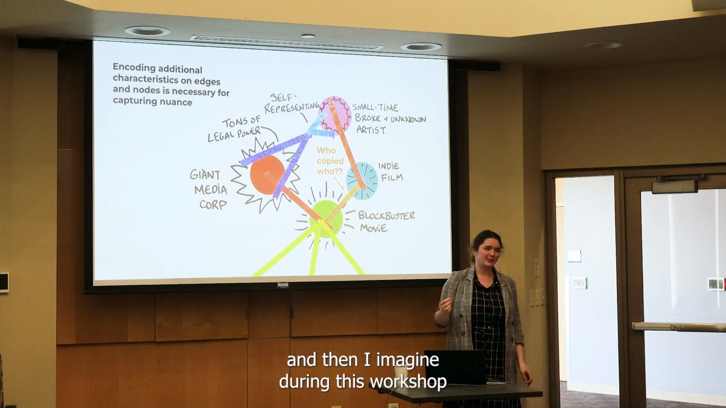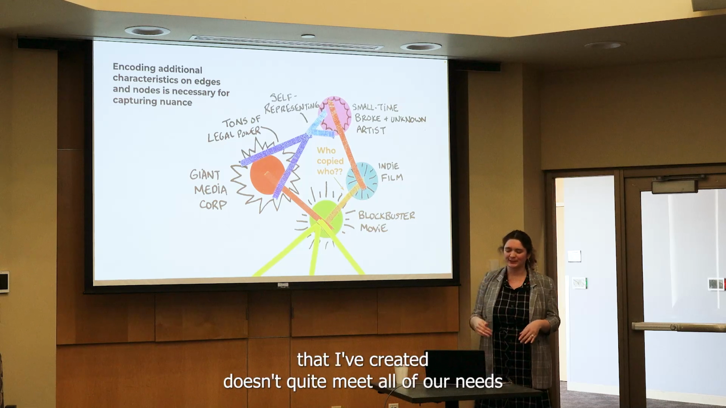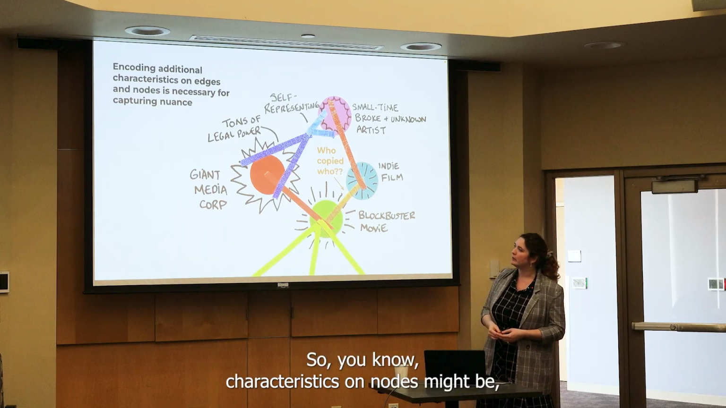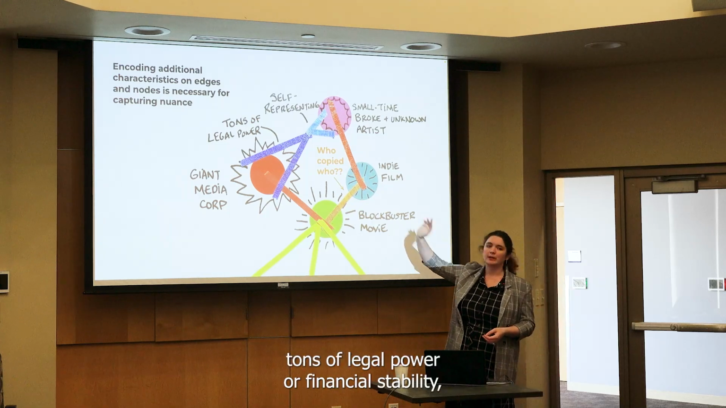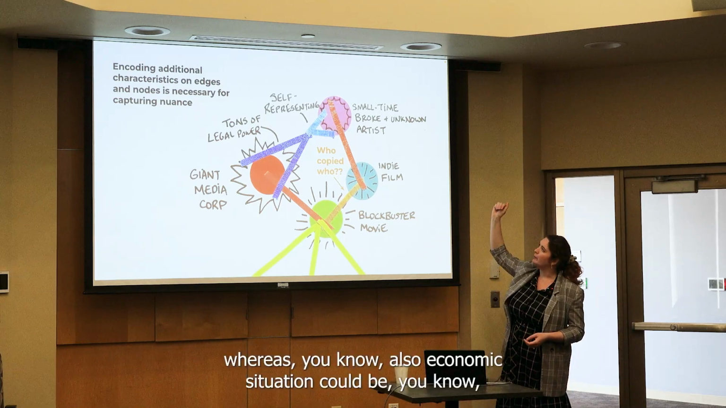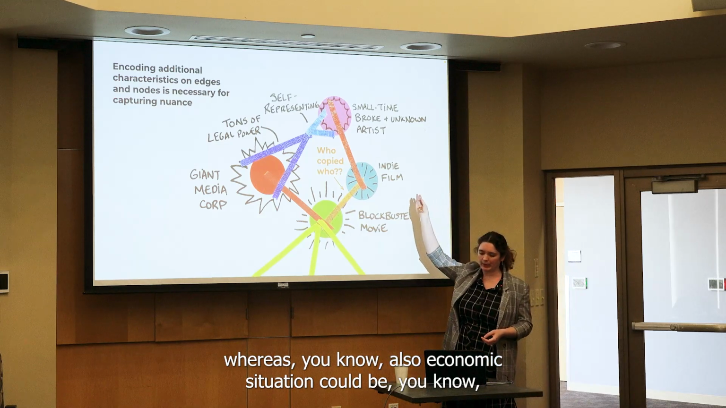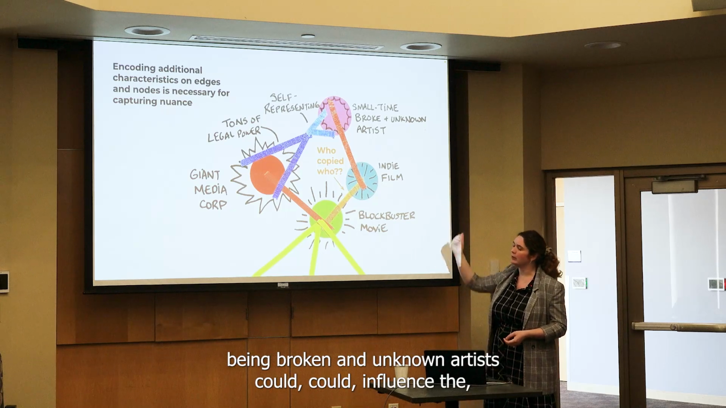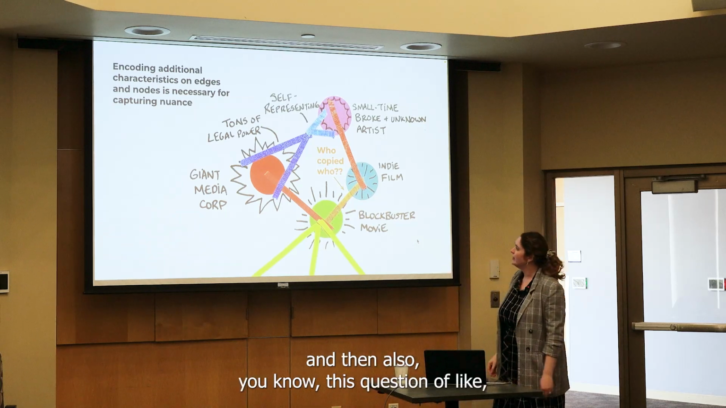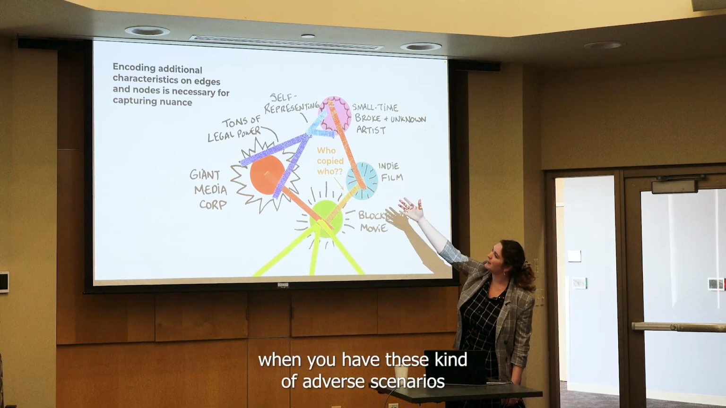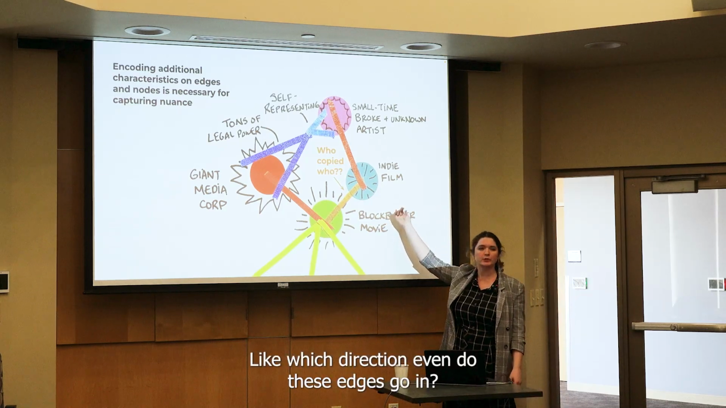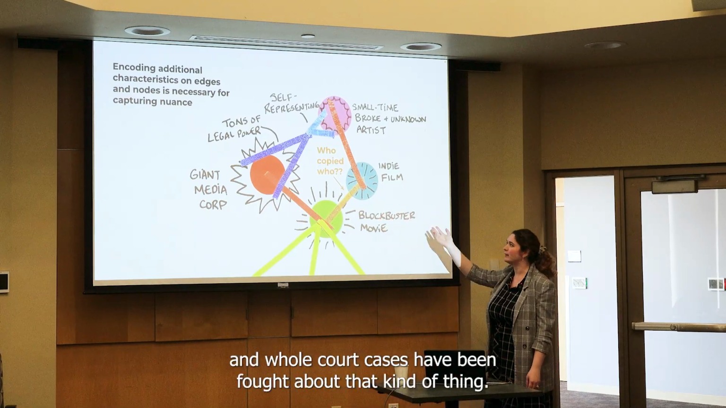And then I imagine during this workshop that we're going to find that this very simple design language that I've created doesn't quite meet all of our needs for representing additional characteristics on edges and nodes to capture some nuance. So characteristics on nodes might be tons of legal power, or financial stability, or membership of a majority group. Whereas the economic situation could be being broke and an unknown artist, which could influence the dynamics of the network. And then also, when you have these kinds of adverse scenarios with lots of legal power and a lot of conversation, it starts to become muddy, right? Which direction even do these edges go in? And whole court cases have been fought about that kind of thing.